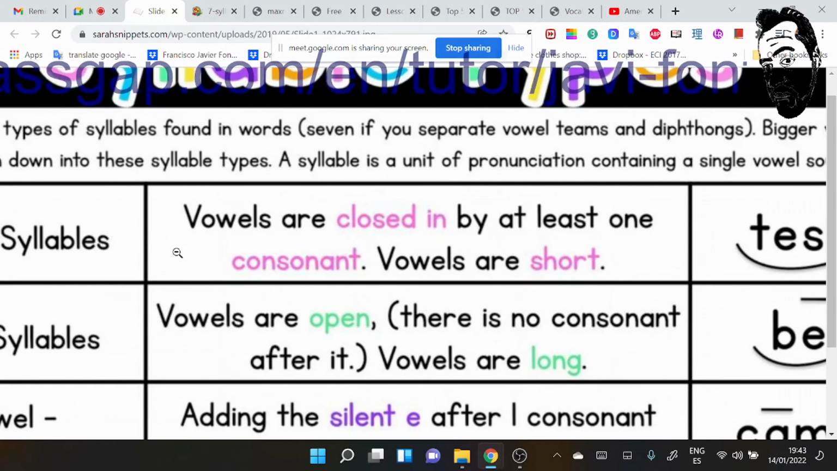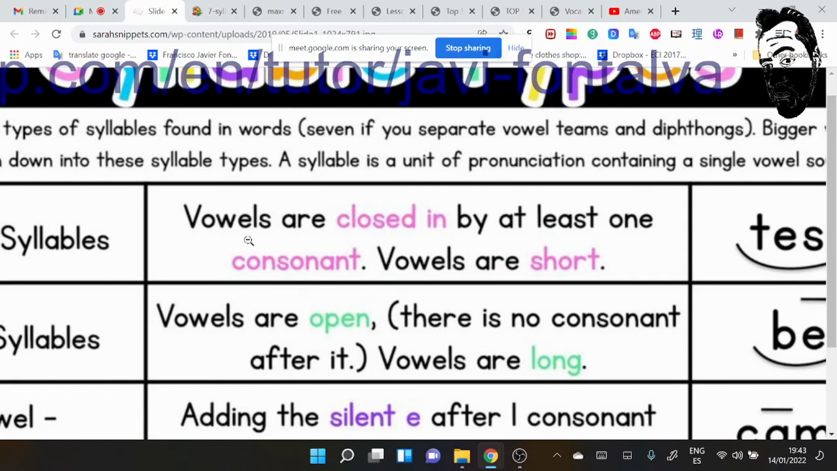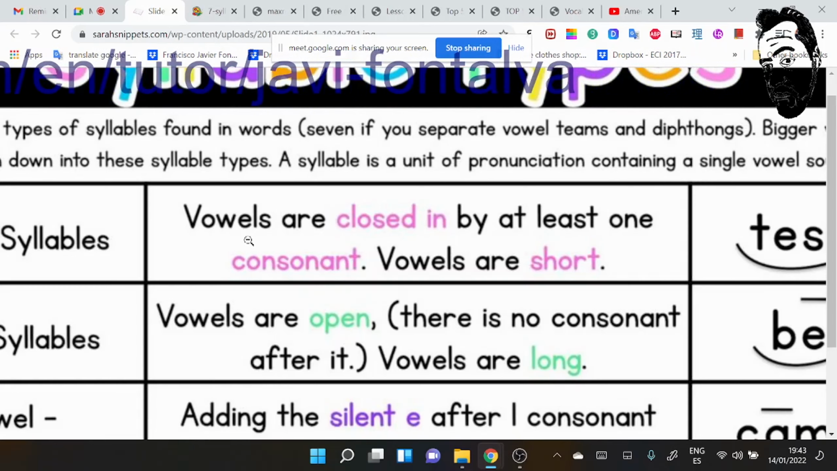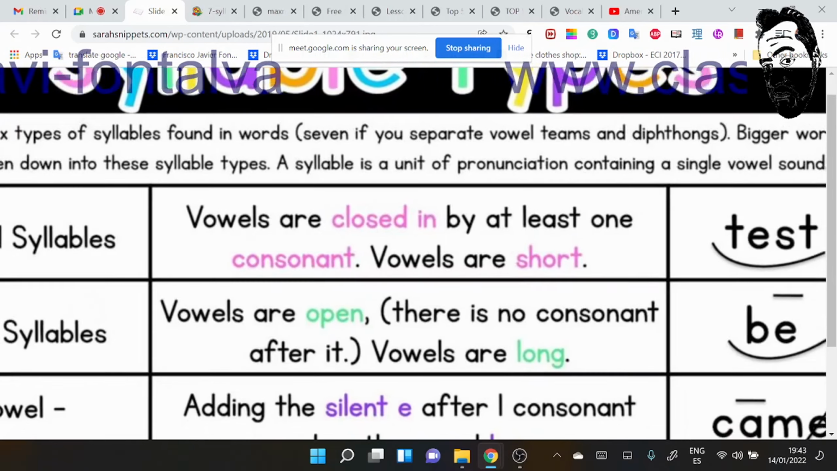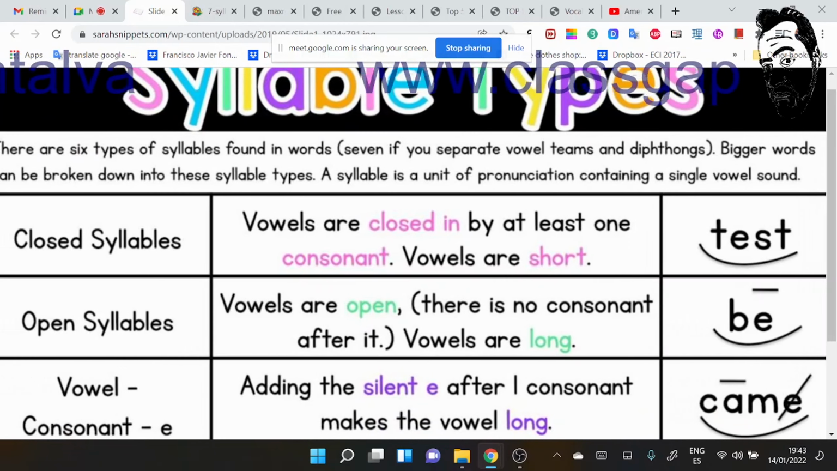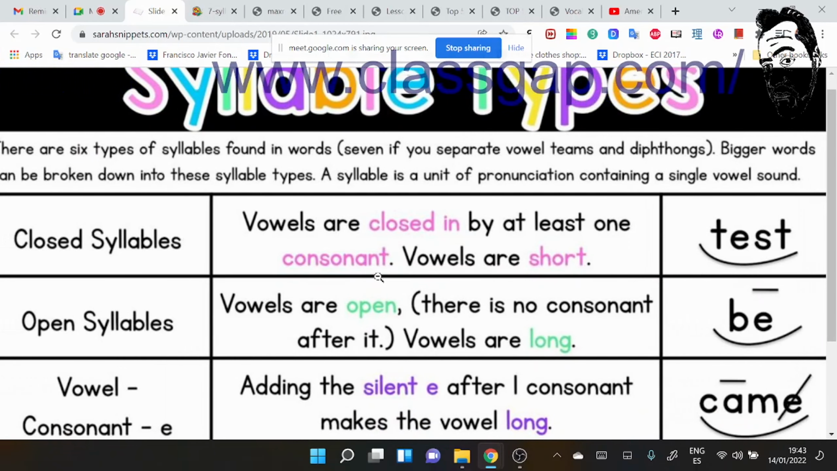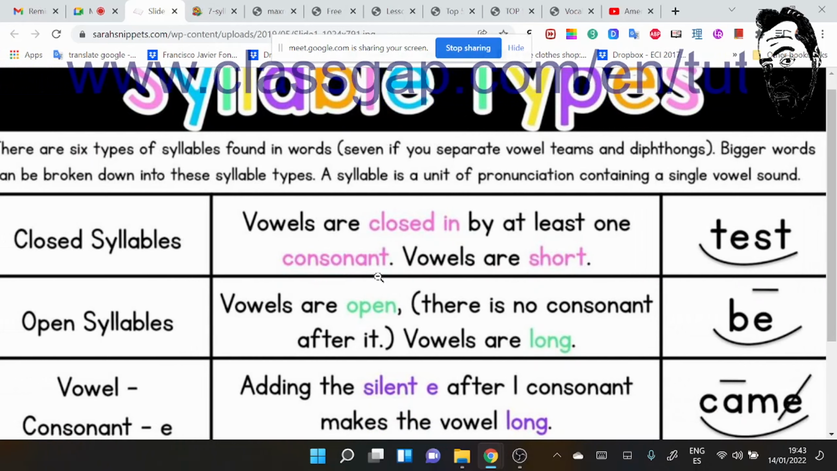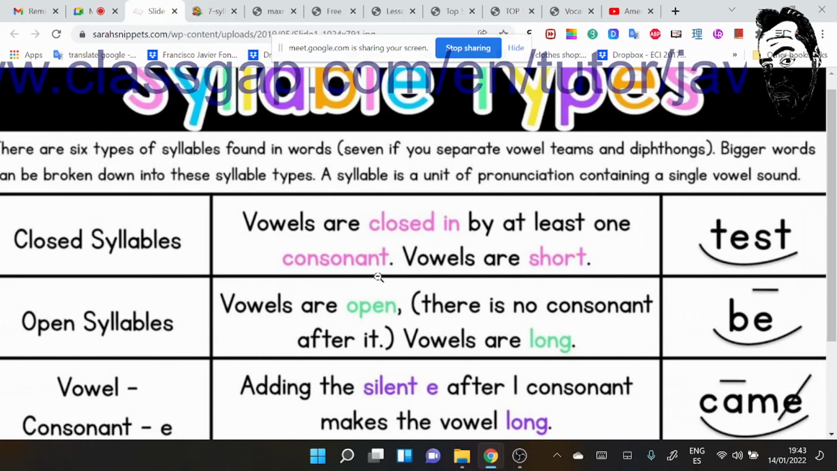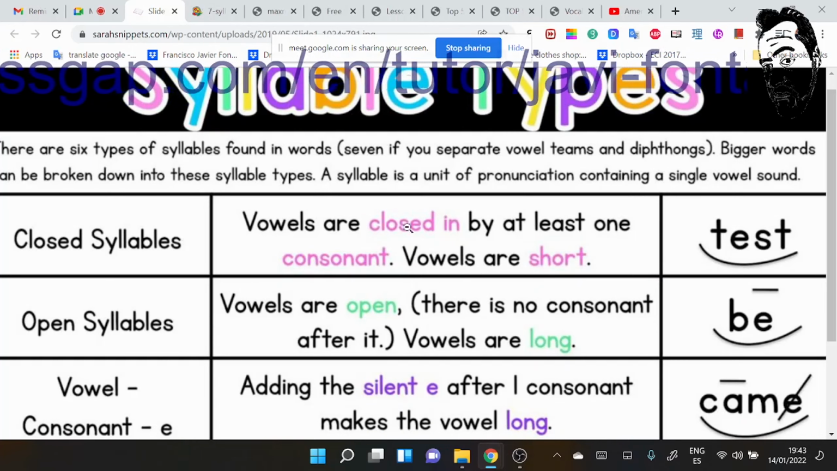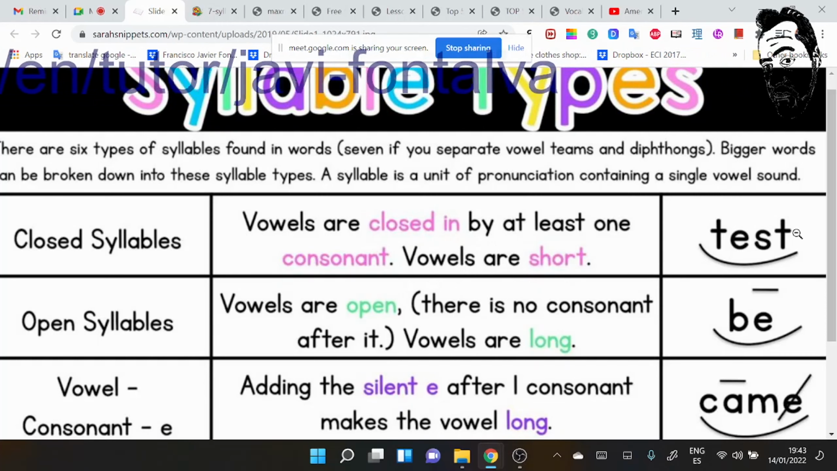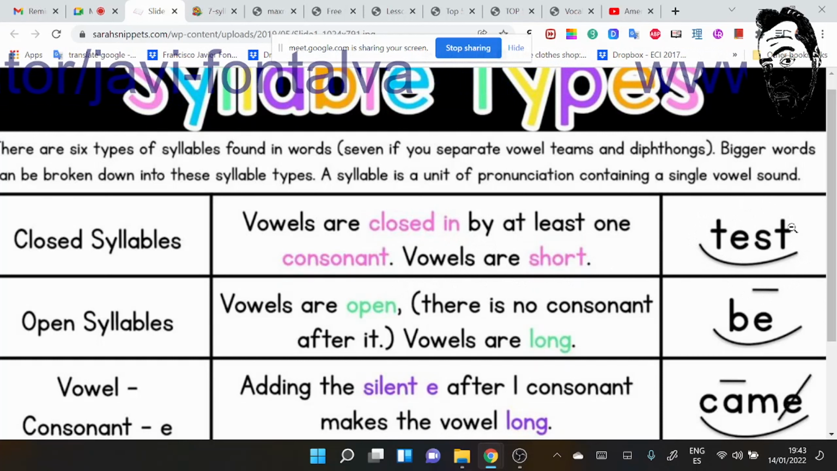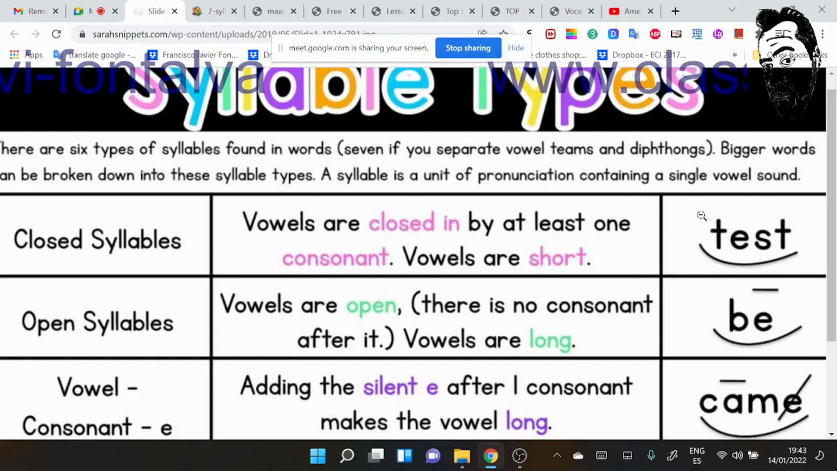Okay. So vowels, A, E, I, O, U. Remember, they can be pronounced long or short. So when you have a syllable ending in a consonant, so T, P, B, M, N, any consonant, okay? The pronunciation of that vowel is gonna be short. So for example, here we say test, and we don't say test with a long vowel.